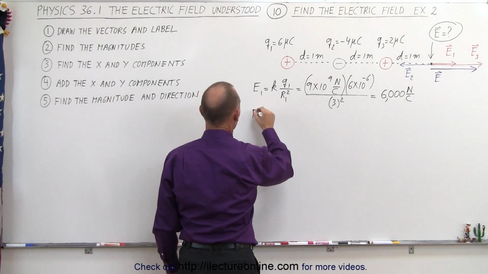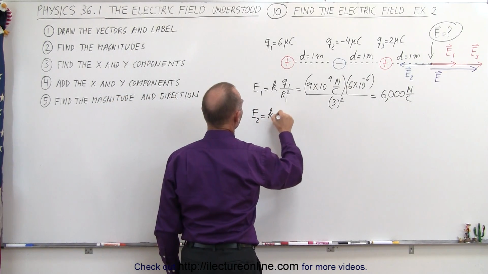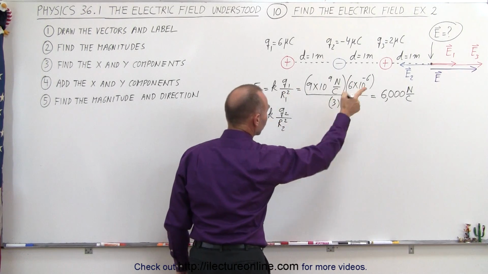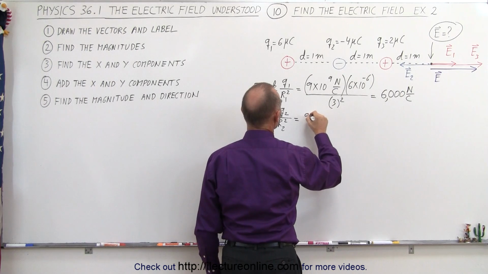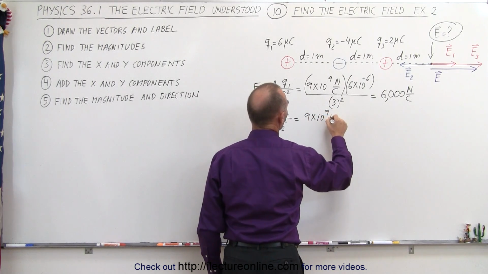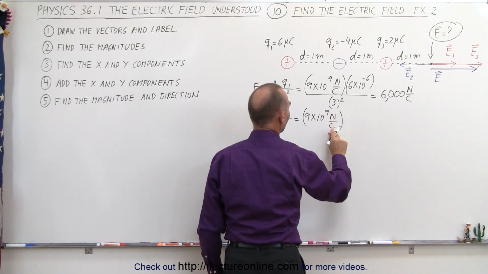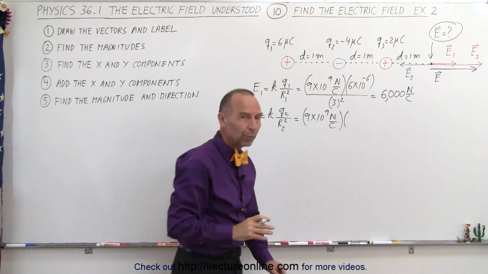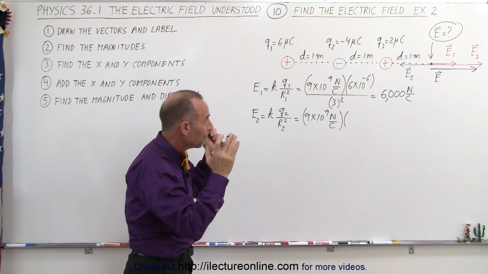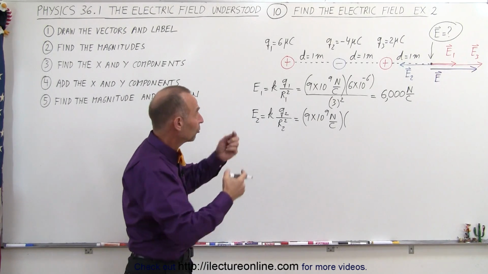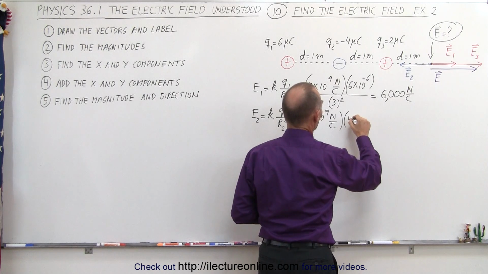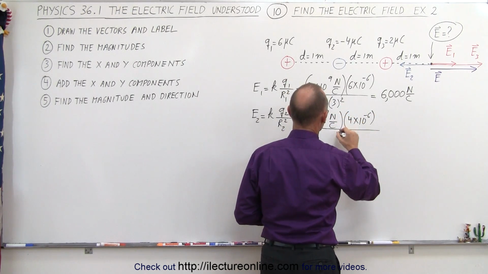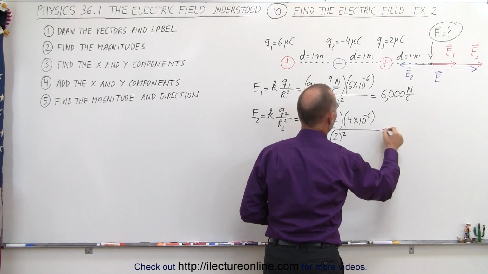Same process. E2 is equal to K Q2 divided by the distance from that charge to the point squared. K is equal to 9 times 10 to the 9th, and newtons per coulomb will be the final answer. Q2 is minus 4 microcoulombs. But we don't care about the minus, we just care about the magnitude, not the direction, so we'll just use a positive 4. 4 times 10 to the minus 6, and the whole thing divided by the distance, 2 meters squared.